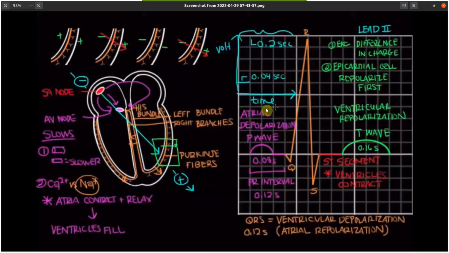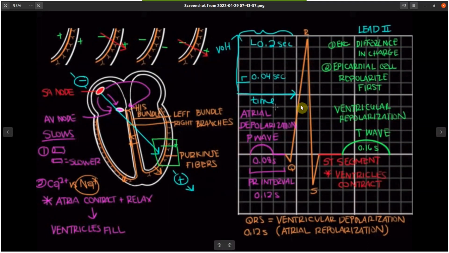And so what happens here, we have the SA node, the sinoatrial node, and we also have the AV node, the atrioventricular node. And what makes the depolarization begin is the SA node. So I have the P wave.